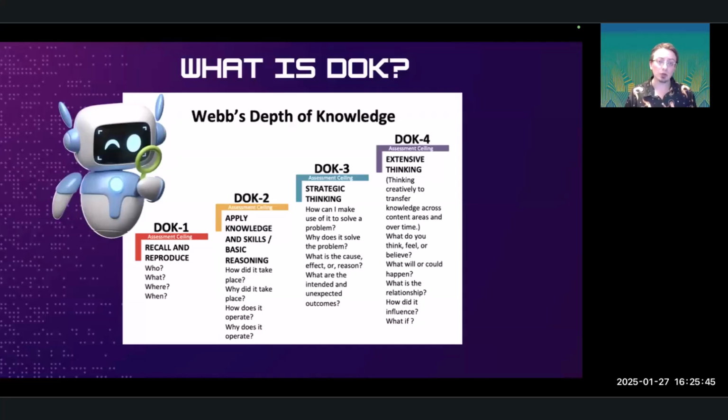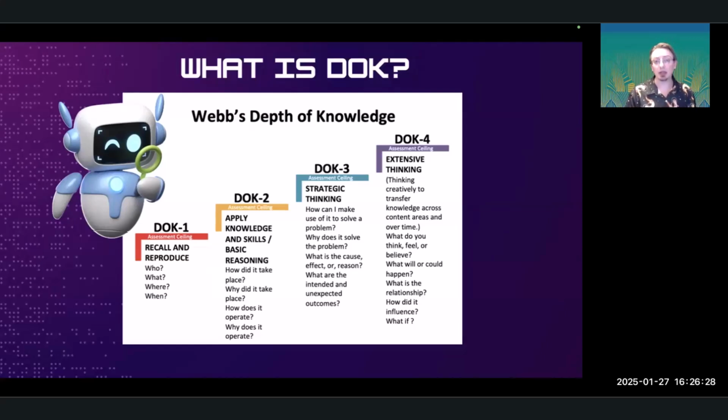When we get to DOK3, we start to think strategically. And at the beginning of this presentation, a lot of you said, what I want my students to have are critical thinking skills, right? Strategic thinking is kind of the beginning of critical thinking. So where before we were using a hammer to drive a nail into a post, maybe now, if we're thinking strategically, we are trying to figure out a way to use the hammer to remove the nail without damaging the wood, or deciding whether a hammer is the appropriate tool to use for a specific task.